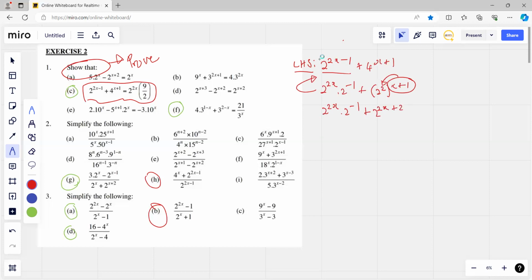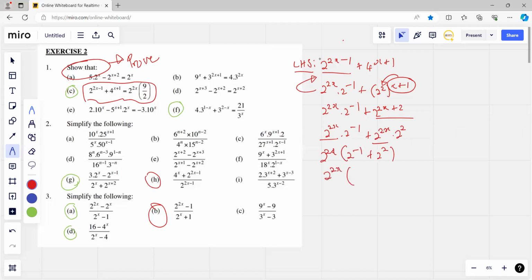Then again, we say 2 to the exponent 2x multiplied by 2 minus 1 plus. Then here, we're going to break this down using the law that says if the bases are the same, we add the exponents, so it will be 2 to the exponent 2x multiplied by 2 to the exponent 2. Then immediately you see plus or minus in terms of exponents, you should know that we have to take out a common factor. Here the common factor is 2 to the exponent 2x. Then we're going to take it out and say 2 to the exponent 2x multiplied by 2 minus 1 plus 2 squared.